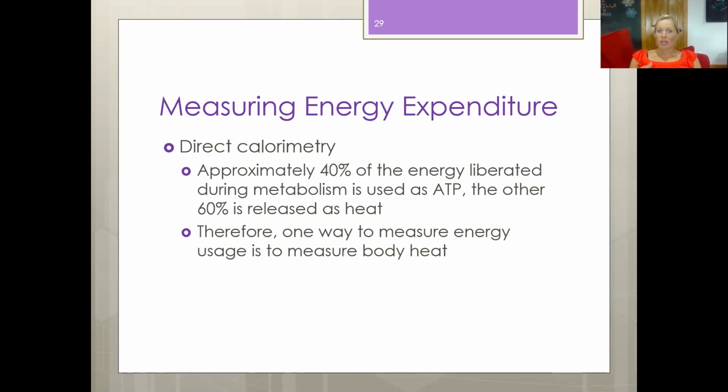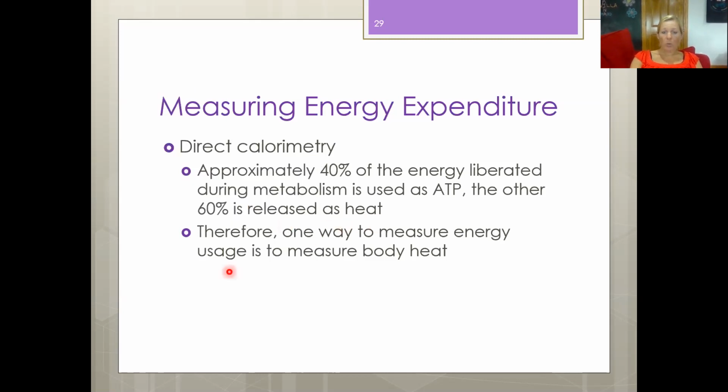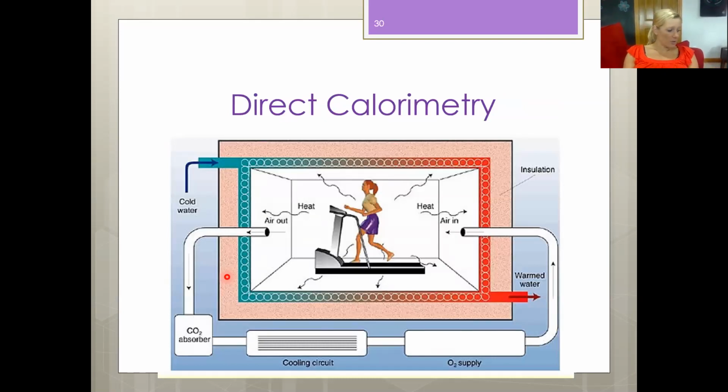Direct calorimetry works off of the concept that basically 40% of the energy that we liberate during the metabolic pathways is used to create ATP, and the other 60% is released as heat. Again, when we think about using a large amount of energy, such as during exercise, that's why we sweat, because we are producing a large amount of heat. Therefore, one way for us to measure energy usage is to look at the amount of body heat that we're producing at any given time. That process is known as direct calorimetry.